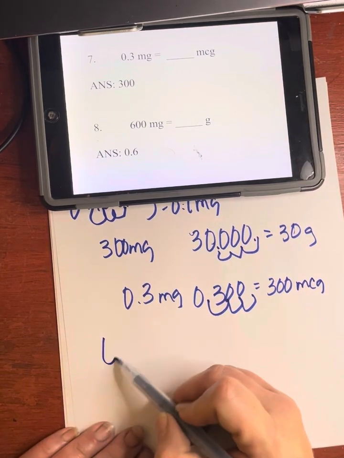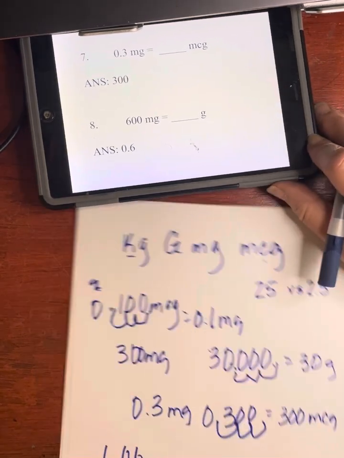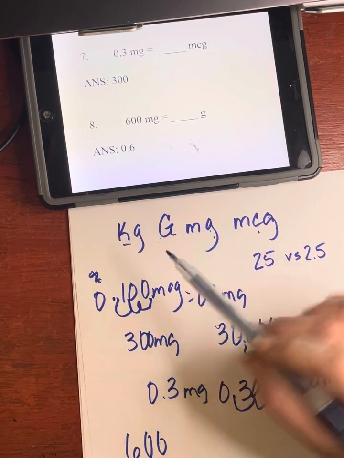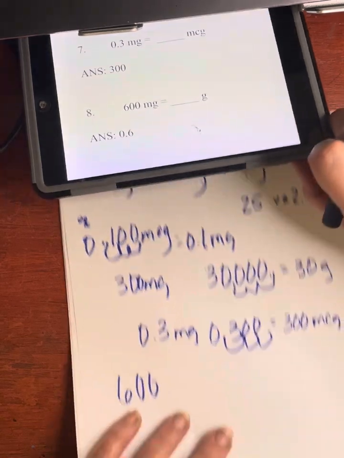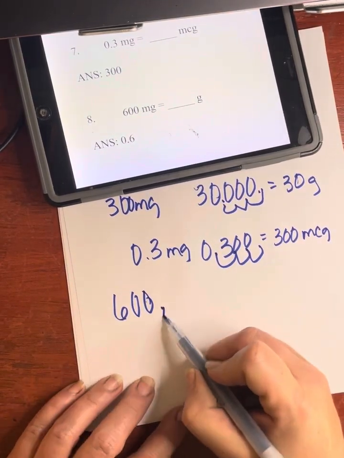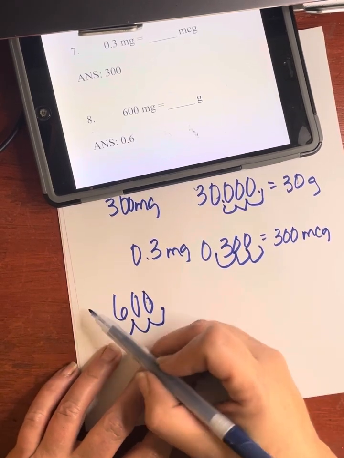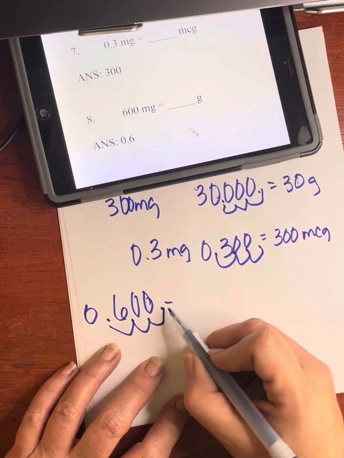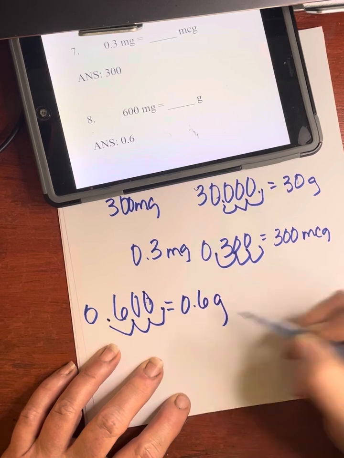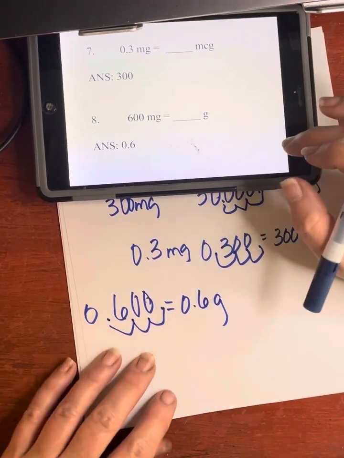600 milligrams, and they want to know how many grams. So come up here to your little hickey-do. Milligrams to grams means we got to move the decimal that way. And the decimal's understood to be at the end of this whole number. And we're going to go 1, 2, 3. Put your decimal. There's not a whole number in front of it, so we have to put a 0 or they're going to mark it wrong. And so the answer is 0.6 grams. You see that?